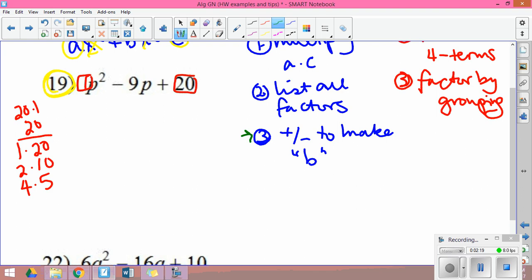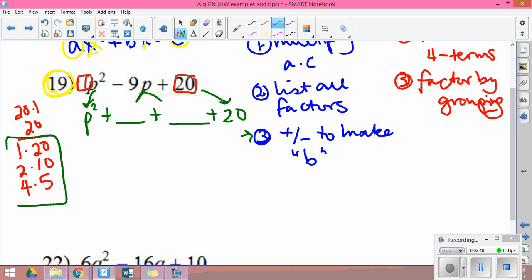Now, step 3, I have to think about adding or subtracting to make b. So what I'm going to do is turn that negative 9 into 2 different numbers. So my p squared stays the same and my plus 20 stays the same. I want to rewrite negative 9 as 2 terms, and I'm going to use these numbers to do it. Now, if I made both of those negative, I get negative 21. If I made them both positive, I'd get positive 21. If I made one negative and one positive, I'd get plus or minus 19.